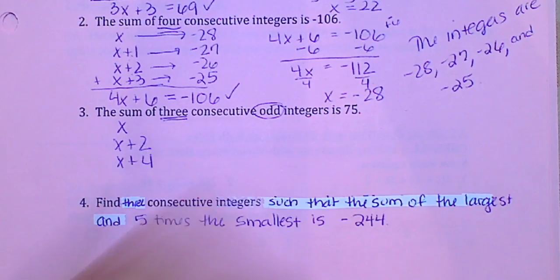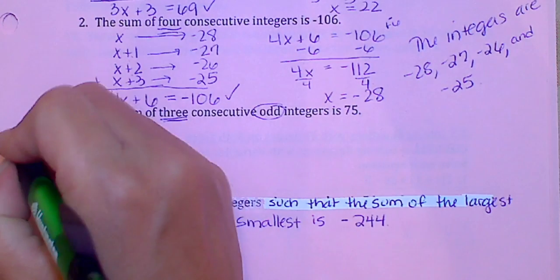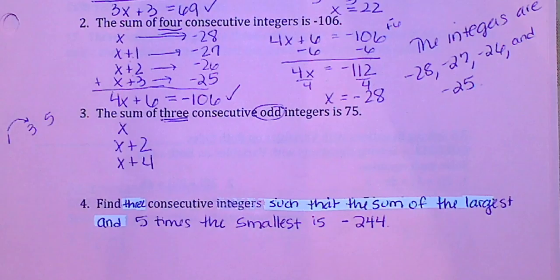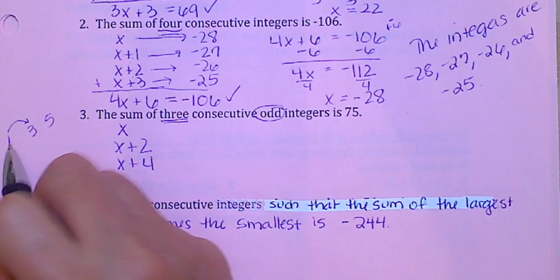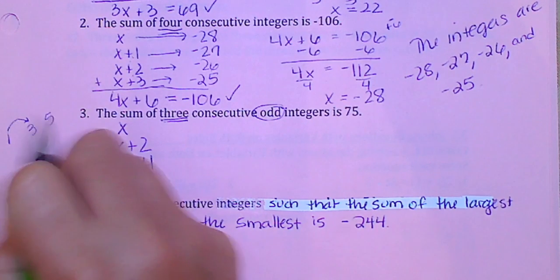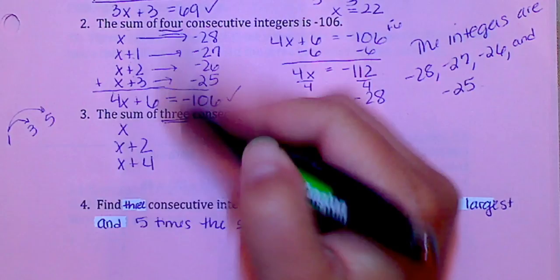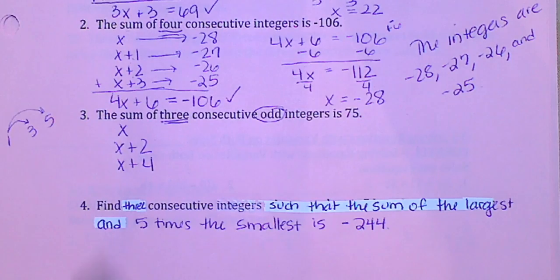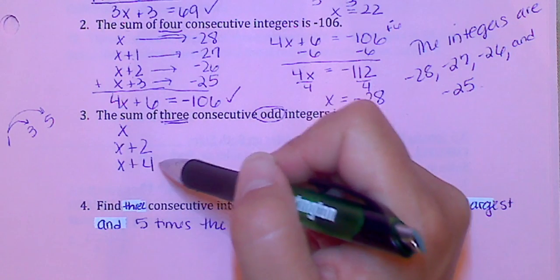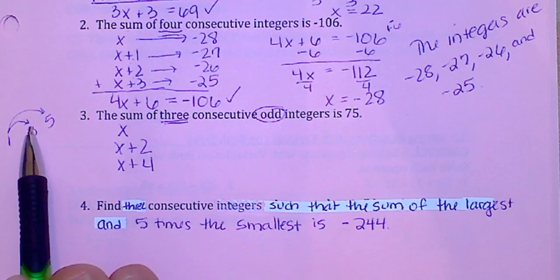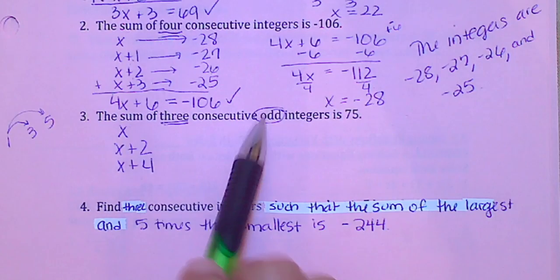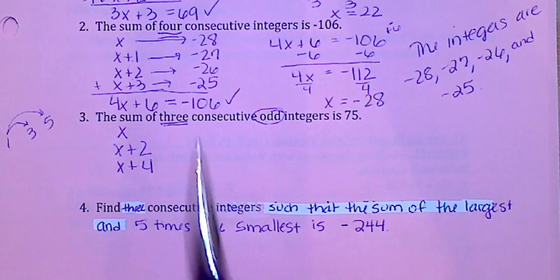Because remember, if they're odd, like 1, 3, and 5, you're skipping over a number. So you're still adding 2 to get to the 3, and then adding 4 to get to the 5, which is where this 2 and 4 is coming from. So make sure you're not using x, x plus 1, and x plus 3. It's about skipping over that makes them even. They're always going to be 2 and 4. Whether it says odd or even, it's always plus 2, plus 4.